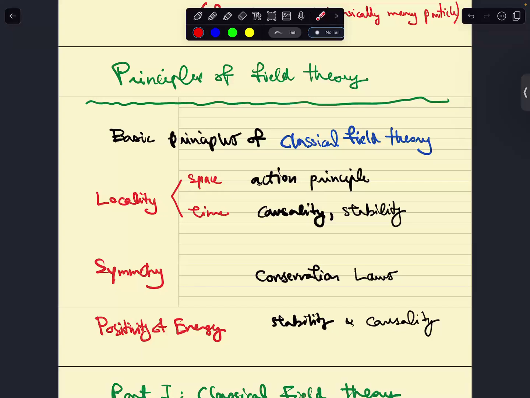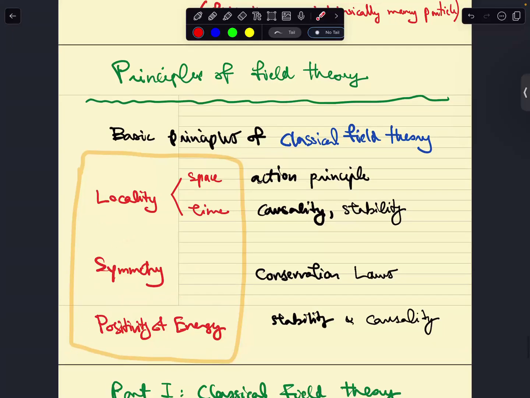So these 3 things will appear this whole semester. These words will appear over and over again, in the context of classical field theory and quantum field theory. These are the 3 principles that I want you to have in mind. We're going to discuss them in detail, both in classical field theory and quantum field theory. If there are any principles to field theory, these are the principles: locality, symmetry, positivity of energy. I cannot stress this enough.